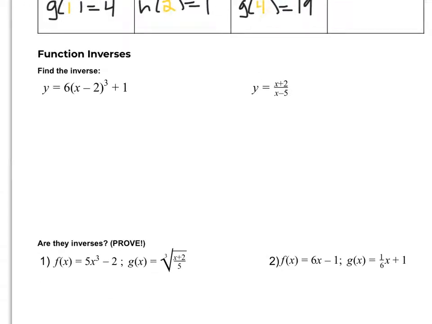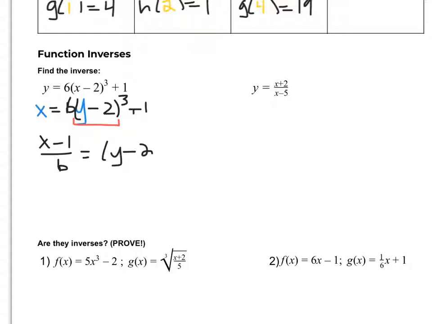Function inverses. So my first step for inverses was to switch x and y. And then we're going to solve for y by using inverse operations. So we got really good in logs and exponentials with undoing the first part. So undoing the first part for this equation means that I'm going to subtract 1 and divide by 6. So we're going to do x minus 1 divided by 6 equals y minus 2 cubed.